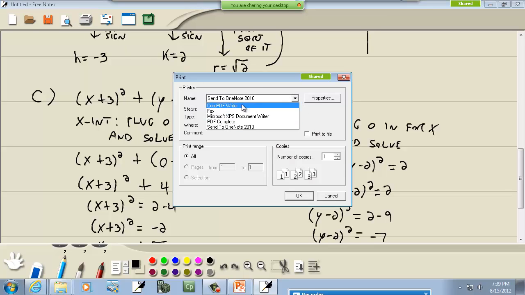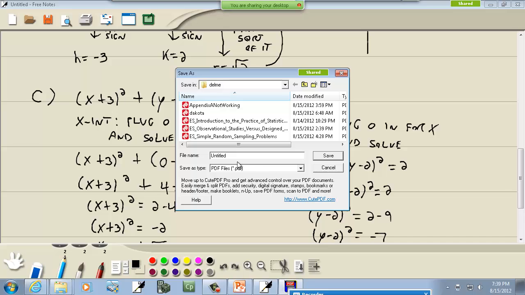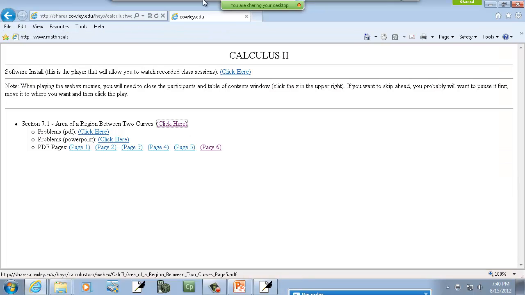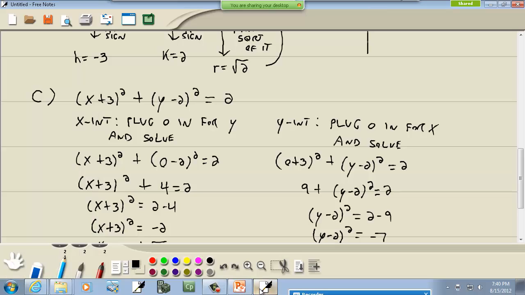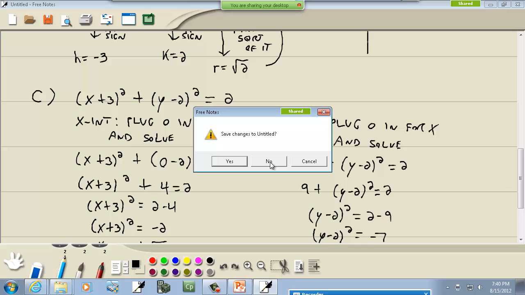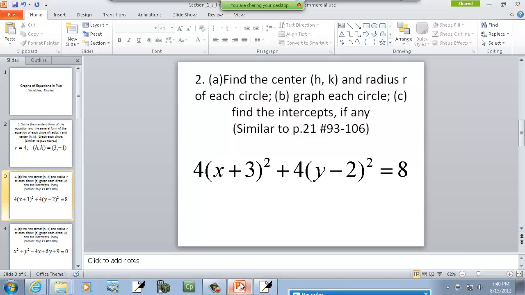Let's save this. Ready to start a new page. And I'll call this trig, and then circles part 01. There we go. That's interesting. Oh yeah, it's been doing that. Okay, so I'm going to clear that. And let's look at our next problem.